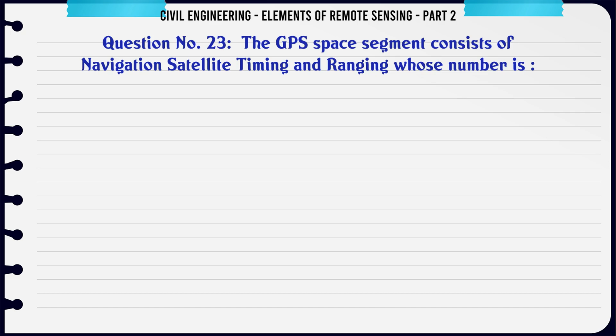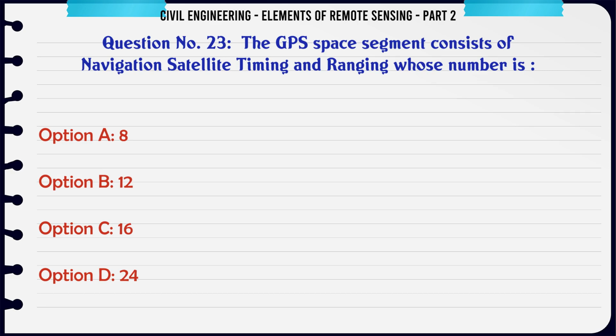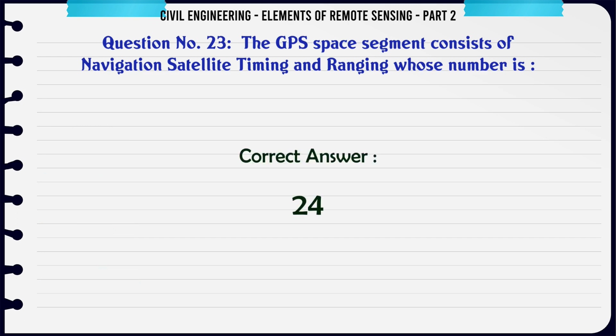The GPS space segment consists of navigation satellite timing and ranging whose number is A. 8, B. 12, C. 16, D. 24. The correct answer is 24.